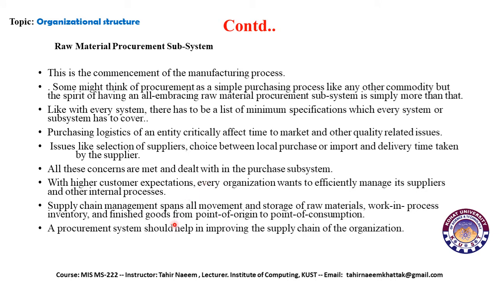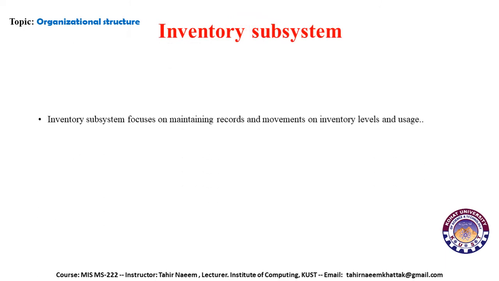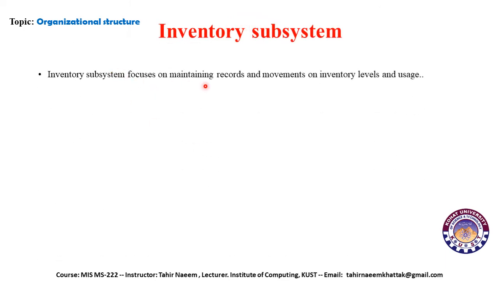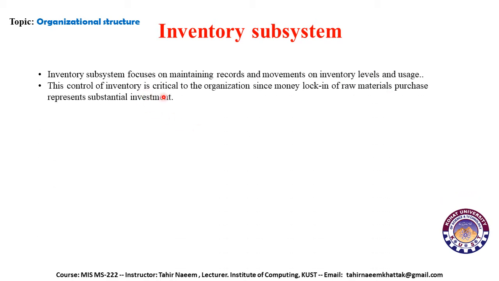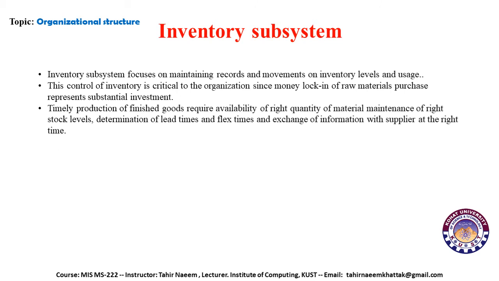A procurement system should help in improving the supply chain of the organization. Inventory subsystem: it focuses on maintaining records and movements of inventory level and usage. The control of inventory is critical to the organization since the money locked in raw material purchase represents a substantial investment.